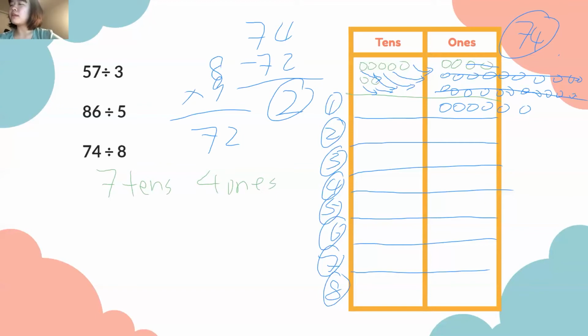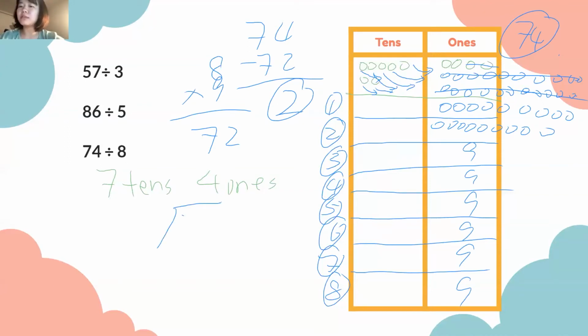5, 6, 7, 8, 9. 1, 2, 3, 4, 5, 6, 7, 8, 9. So each group has 9 ones. And let's try to solve it with the standard algorithm. So 74 divided by 8.